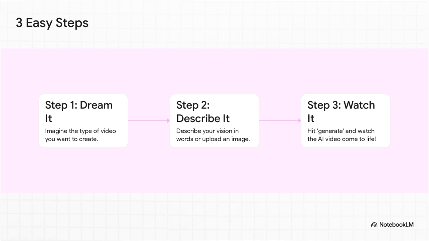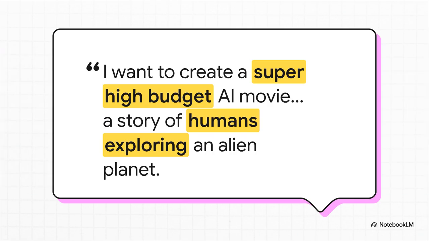It all pretty much boils down to this super simple three-step cycle. You dream it up, you describe what you're seeing in your head with as much detail as you can, and then you just hit that generate button and watch the AI do its thing. And here's a pro tip. The secret to getting a great result often starts before you even open the app.